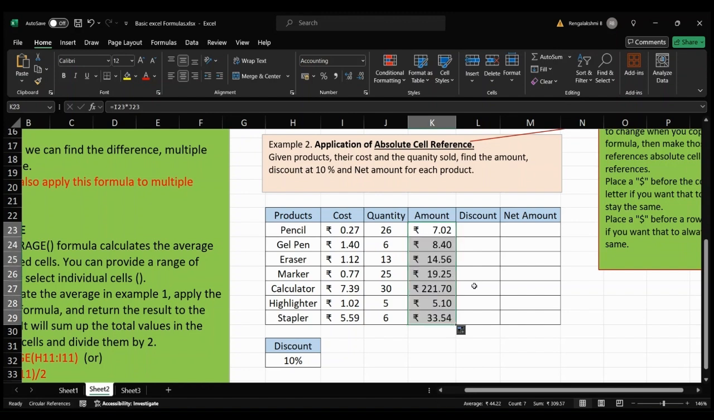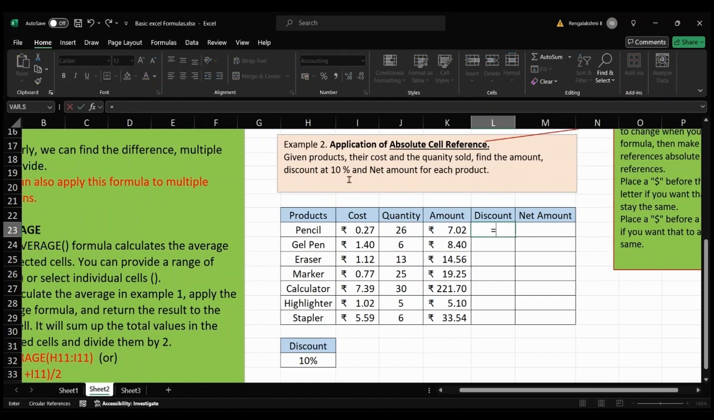Now we have to do the discount. 10% discount on the amount. 10% discount on all the products, which means 10% discount on this amount. So the amount will be changing, but the percentage of discount is the same. So here we'll be using absolute cell referencing, which means we have to put the $ sign in front of the column alphabet and row number. So let's see how to do it here.